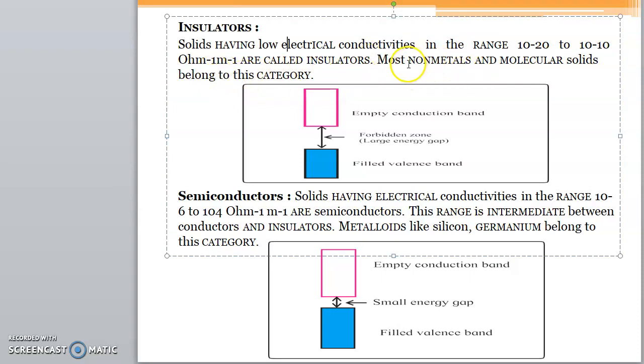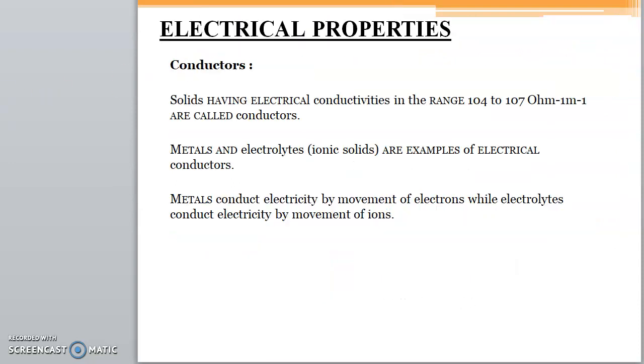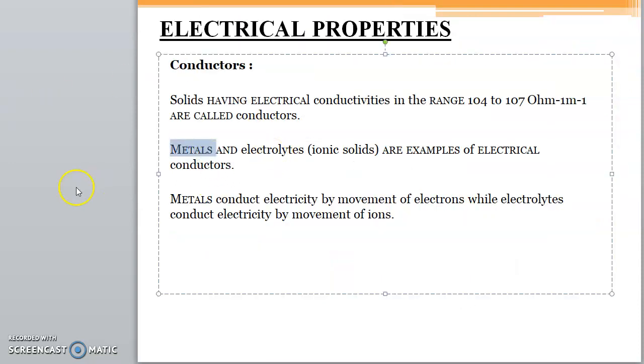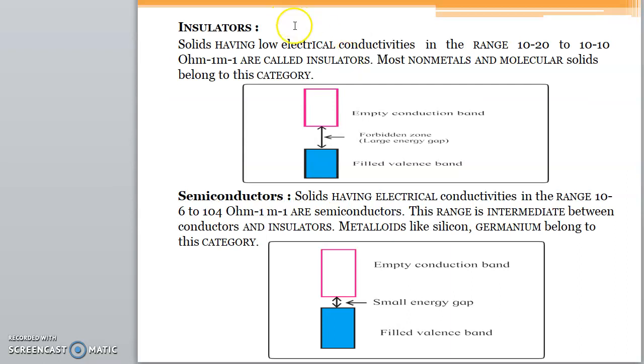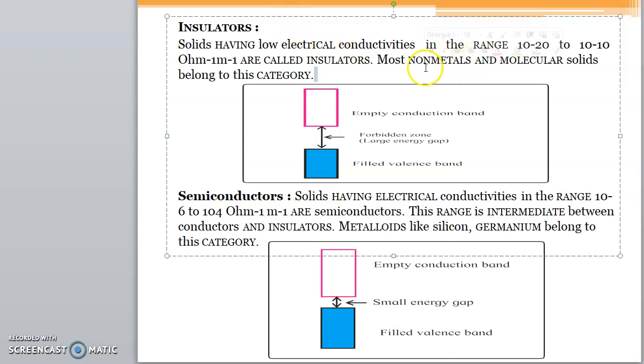Now, what elements come under insulators? Mostly they are non-metals and molecular solids. Remember, in conductors, what did we say? Mostly they are metals and electrolytes, but in bad conductors or insulators, they are mostly non-metals and molecular solids.